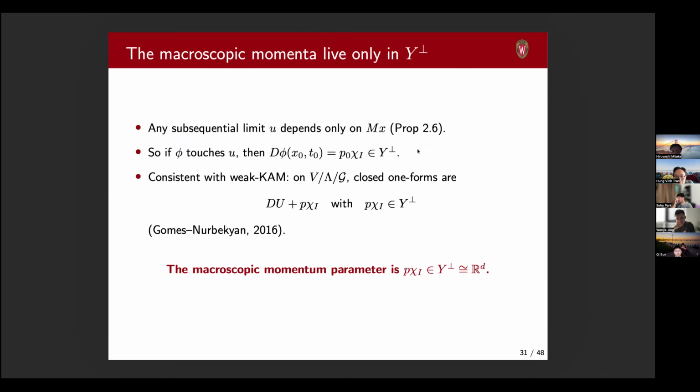So let's start from the cell problem. So here again, the limit u depends only on the mean configuration. So if there's a test function touching u from above or below, then the gradient of that test function is a constant function in y perp. So that's why we can only consider the cell problem with the macroscopic momentum as the constant function. And this is consistent with the weak KAM theory developed by Gomes and Mitake. They consider the cell problem of the convex Hamilton-Jacobi equation, where they consider the closed one form on this quotient space, represented as du plus this constant function. So it is consistent with our case.